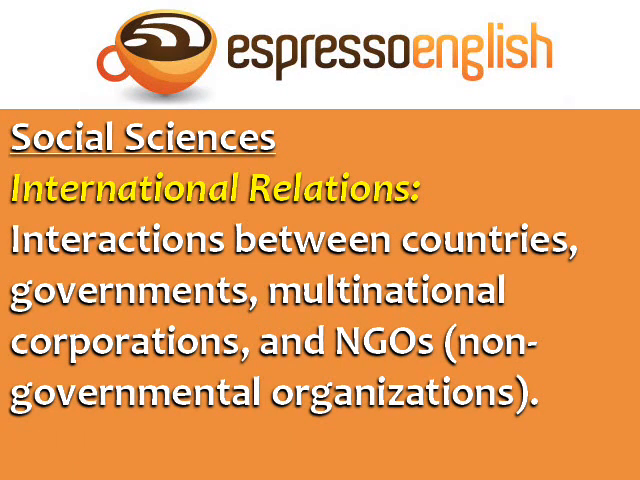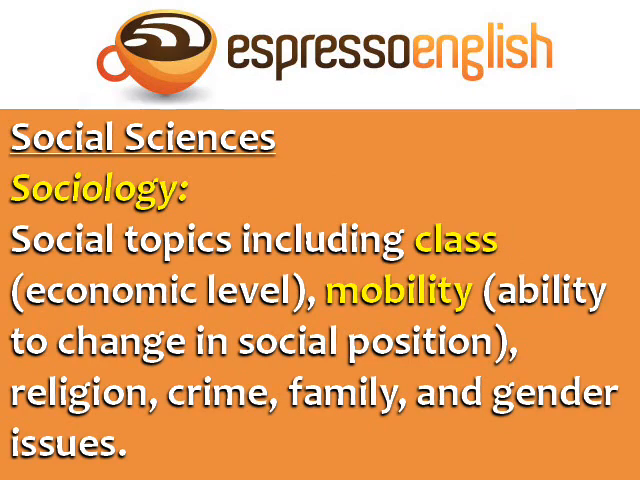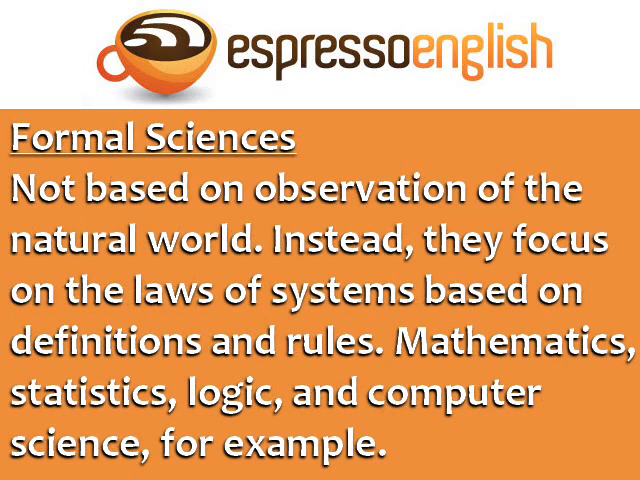International relations studies interactions between countries, governments, multinational corporations, and NGOs, non-governmental organizations. And sociology studies social topics including class, that's economic level, mobility, the ability to change in social position, religion, crime, family, and gender issues. Formal sciences.